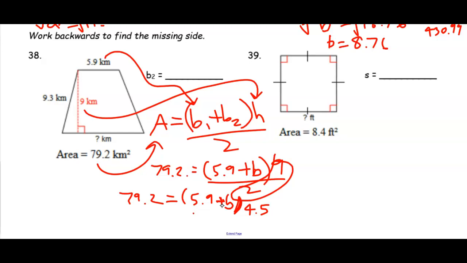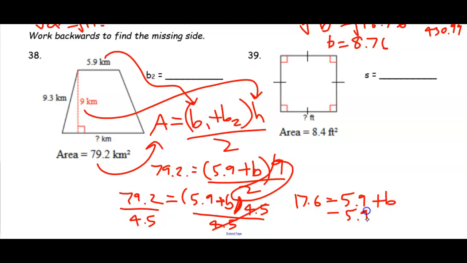So what am I going to do? Divide by 4.5. 79.2 divided by 4.5. Okay, so it gives me 17.6 equals 5.9 plus B. All I got to do is subtract 5.9. And I get 11.7 equals B.